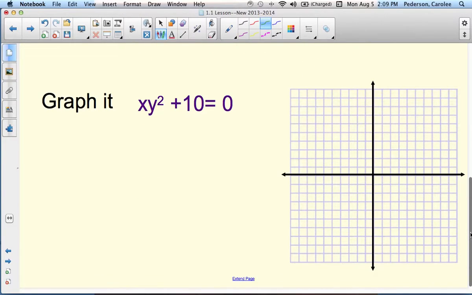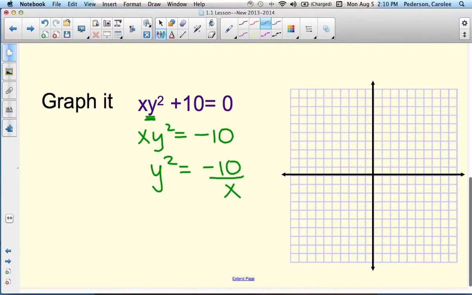We're going to use a graphing calculator to graph this function. So we want to solve this for y. So we would subtract 10 from both sides, and then divide both sides by x. And then the last thing is just to go ahead and square root it, so you get plus or minus the square root of negative 10 over x. And then just substitute this into your graphing calculator for plus and minus and see what you get. Do you get that symmetry that popped up?